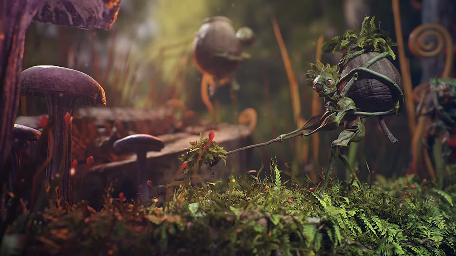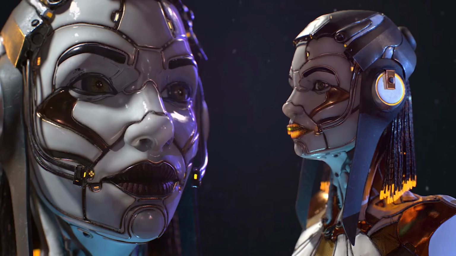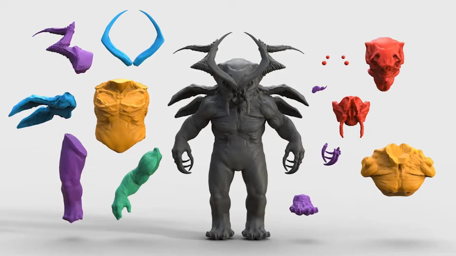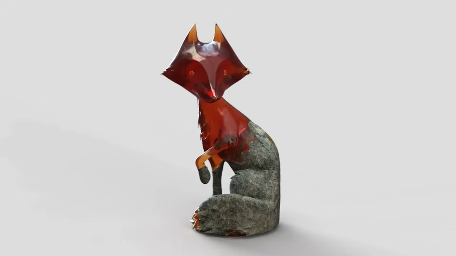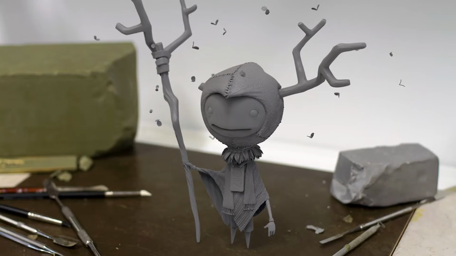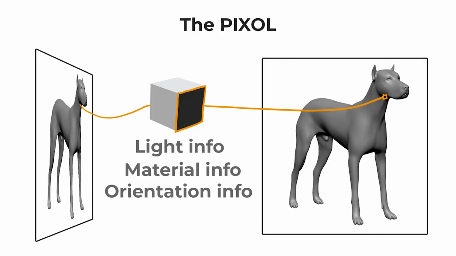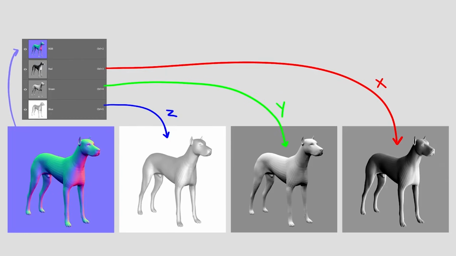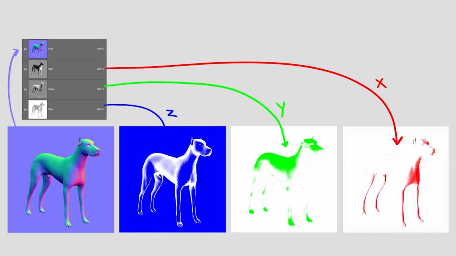ZBrush remains an industry-leading digital sculpting program known for its ability to create photorealistic, production-quality sculpts with advanced shading, lighting, and rendering. But let's talk about what sets it apart from 3DCoat or the competition. Unlike 3DCoat, ZBrush employs pixol technology, a unique system that stores depth, orientation, and material information in smart pixels. Each pixel contains both 2D and 3D data, allowing for a highly detailed and dynamic sculpting experience.